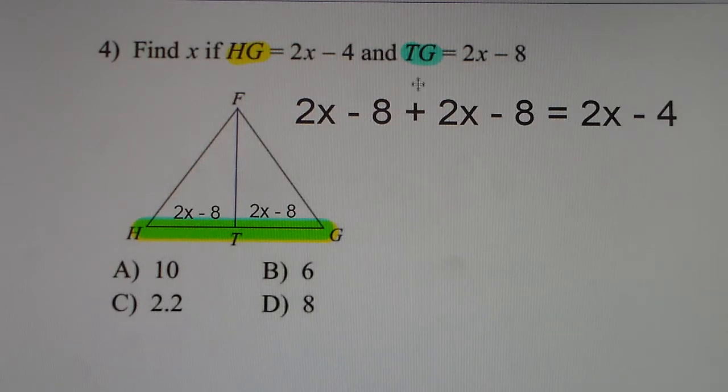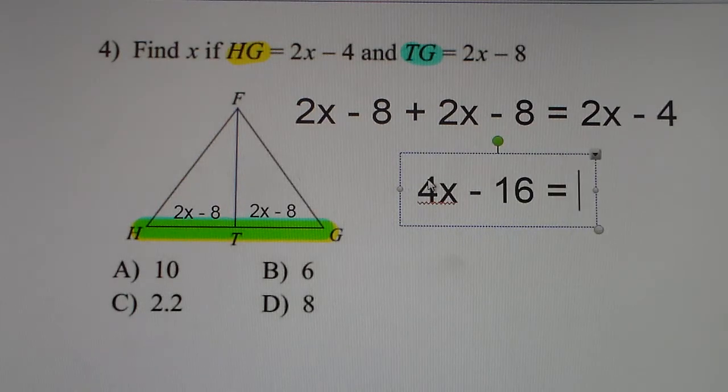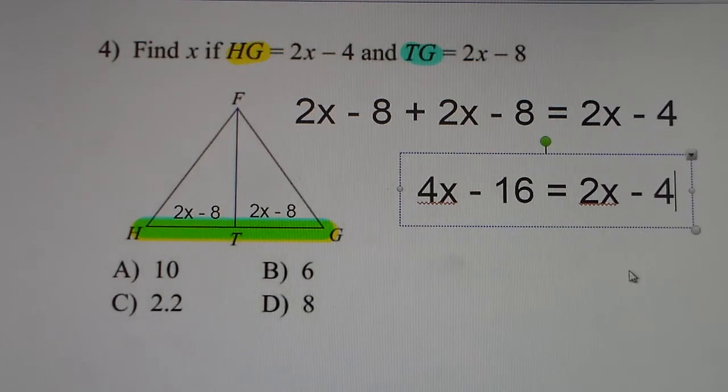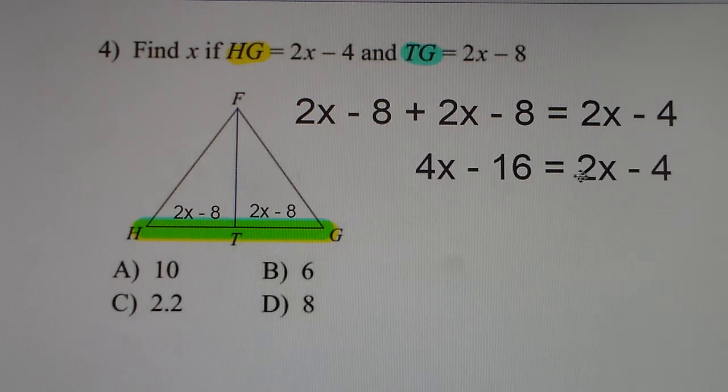Then we're going to combine our like terms. So 2x plus 2x gets you 4x. And remember, like terms are all on one side of the equal sign, so you're going to use those same signs, just like what we talked about in Algebra 1. And then negative 8 minus 8 gets you negative 16. And that's going to be equal to 2x minus 4. So I just simplified the left-hand side. I combined my like terms.